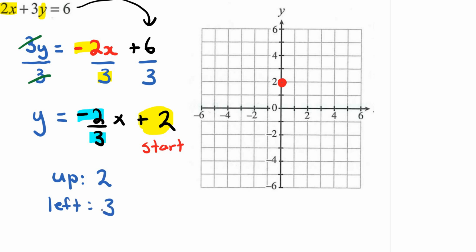Okay, so up 2, left 3. If I go back to my starting point right here, I go up 2 and then left 3, and again up 2 and left 3. Once I'm done there, I can go back to the starting point and go down 2 and right 3, and down 2 and right 3 again. And there's my graph, and I can just draw a line connecting the points. There is my sketch right there.